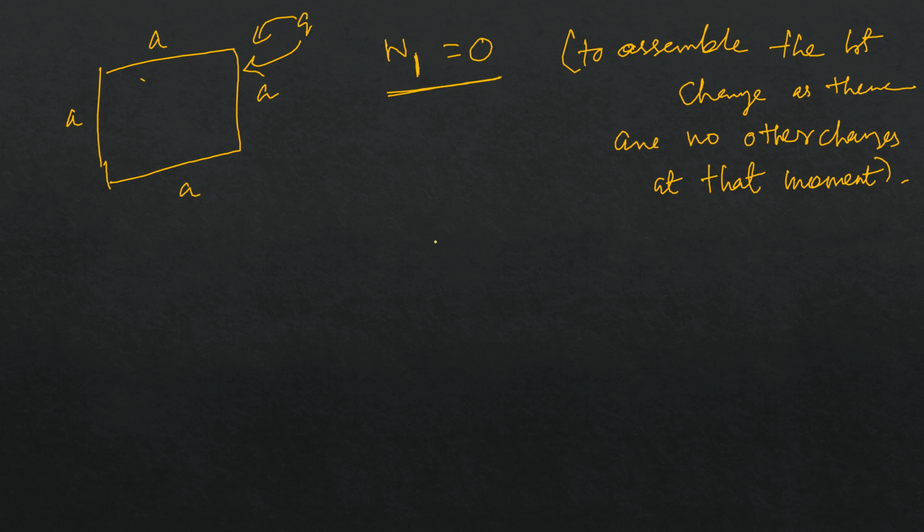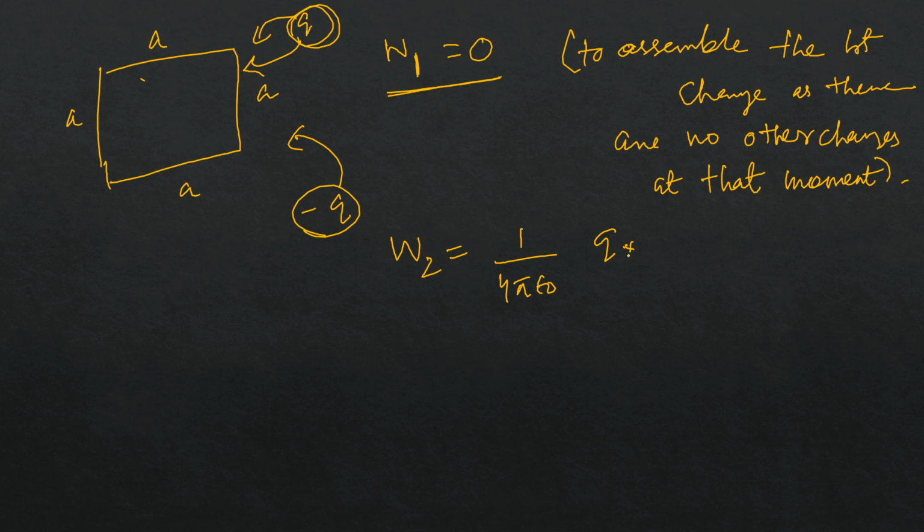Now, W2. W2 is what? This is plus Q, and this is minus Q. So what is the charge that is there? Q. What charge are we bringing? Minus Q, divided by what is the distance between them? a.